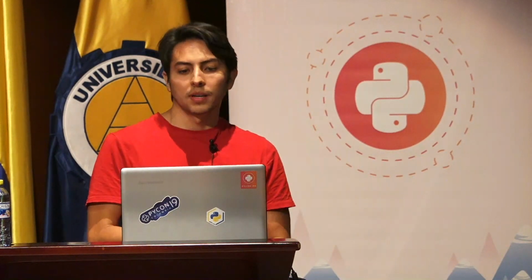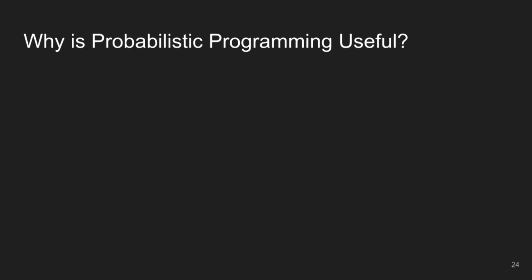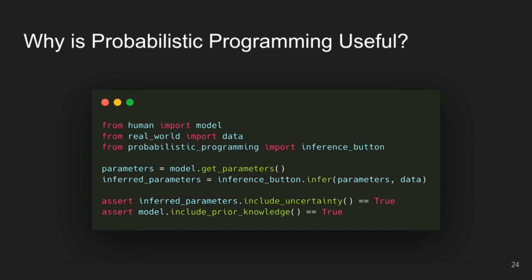So, just to summarize, why is probabilistic programming useful? It lets us use the Bayesian framework, encoding prior knowledge and uncertainty. The second point is what I find most useful, because you are the one building the model. You define the parameters and how they relate to each other. So it's kind of an open box model, because you know exactly what each parameter means in the model, and we will see why that's useful. The third thing is that you infer the parameters. You have your model, you push the inference button, and you get the values of your parameters with uncertainty.